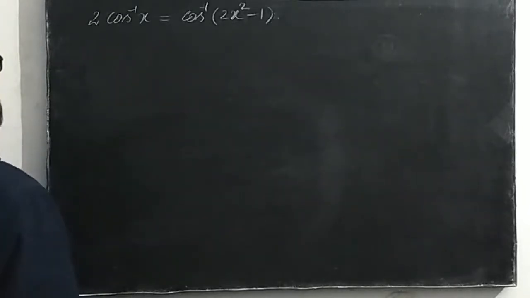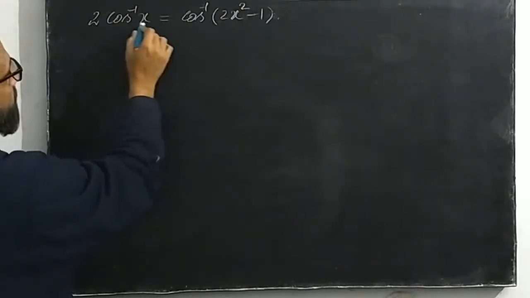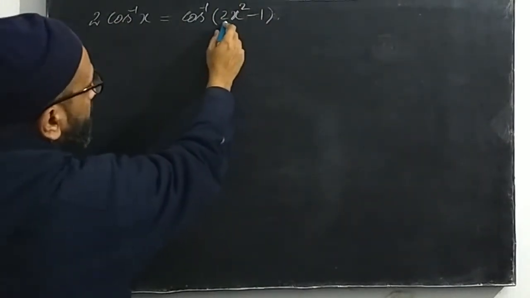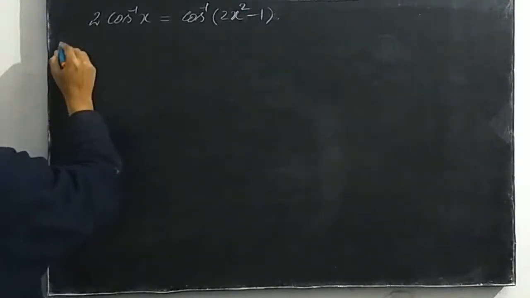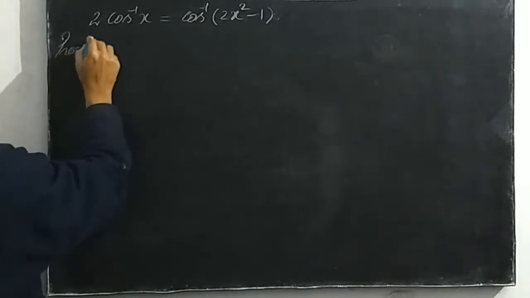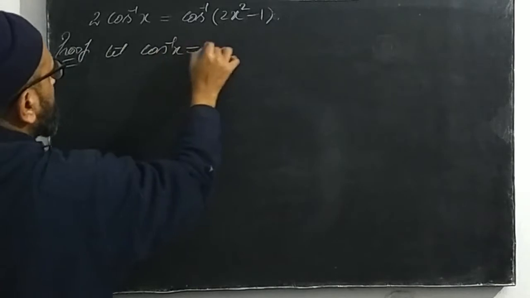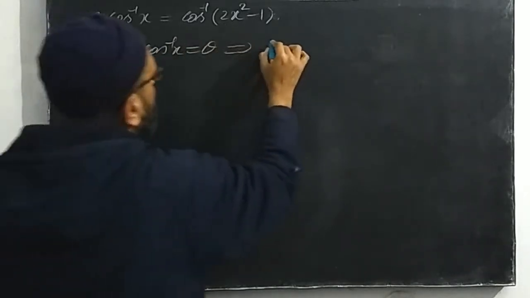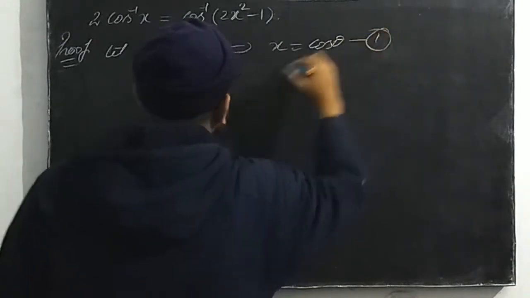Now the next important result of inverse trigonometric functions is 2 cos inverse x is equal to cos inverse bracket 2x square minus 1. So in the same way we may prove it easily. Let cos inverse x is equal to theta, which implies that x is equal to cos theta. Let it be equation number 1.